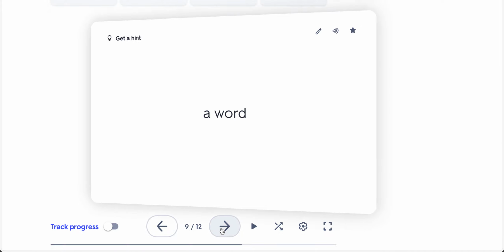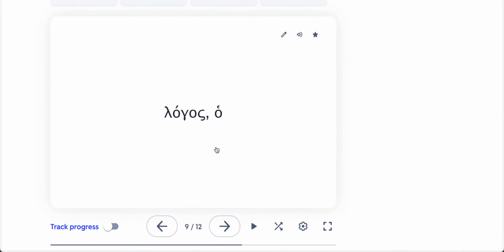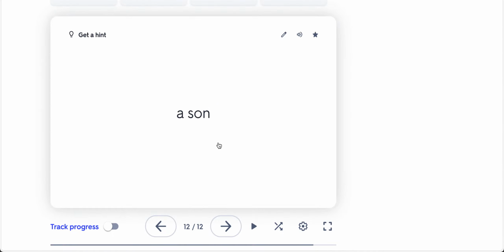Kai. A word, a logos. And then a law, ha nomos, a house, ha oikos, a son, ha huios.